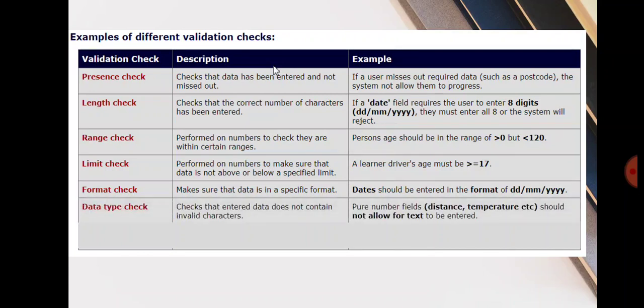The next is data type check. It will check that the entered data does not contain an invalid character. A pure number field like distance or temperature should not allow text to be entered. Obviously, when you are asked to enter a number, you have to enter a number. You cannot enter characters. Suppose you have been asked to enter 8, then you have to enter the number 8. You cannot write EIGHT. So here the data type check will be used.